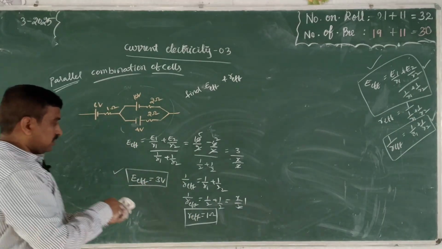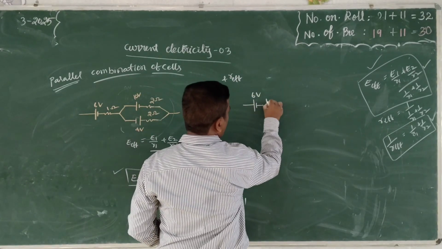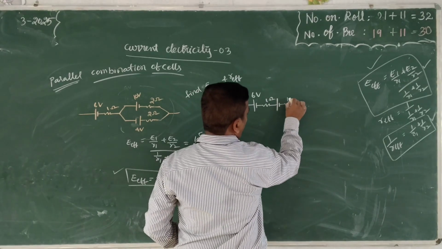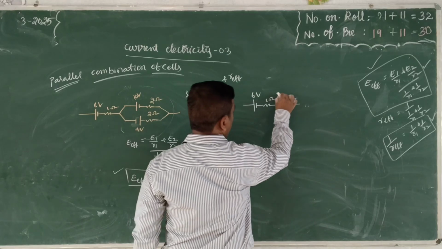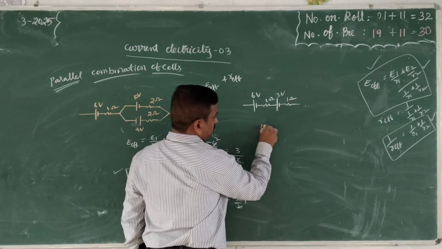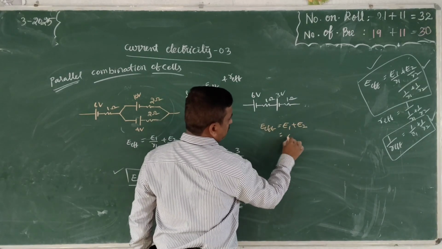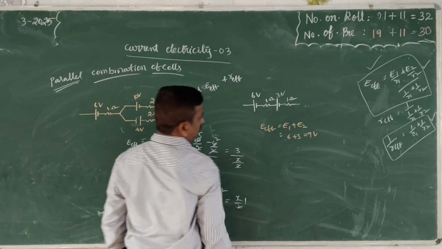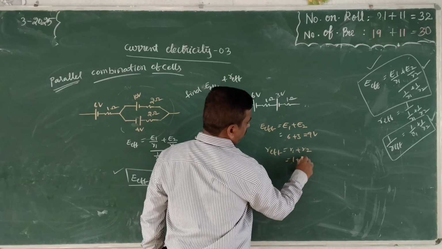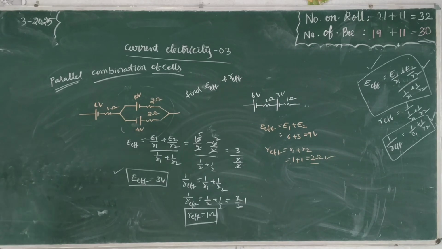Here plus 3 volt. Now I write the circuit again. It is 6 volt, internal resistance is 1 ohm. It is plus 3, the same polarity, with 1 ohm internal resistance, 3 volt. Now this is a series combination, so effective EMF equals E1 plus E2: 6 plus 3 means 9 volt. Effective resistance equals R1 plus R2: 1 plus 1 means 2 ohm. So the effective resistance is 2 ohm and the effective EMF is 9 volt.